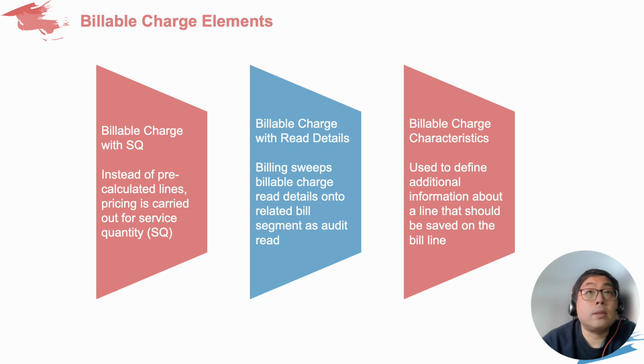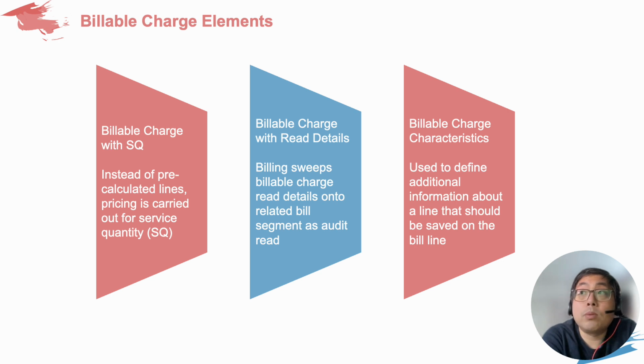Second one is the read details. Read details can be brought in to replace the audit rate. So as a part of the calculation, we will have the audit rate as a part of the bill segment generated. Now these readings, similarly to the service agreement, service quantity, we just look at.